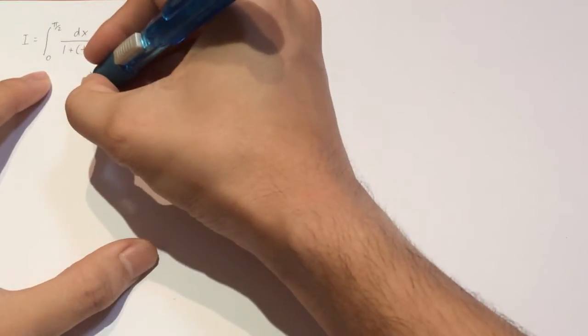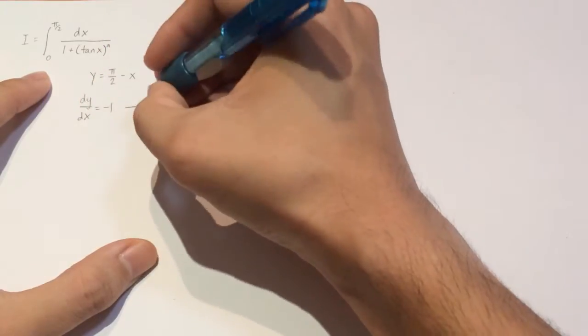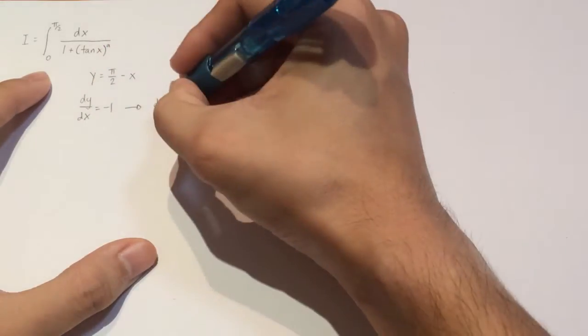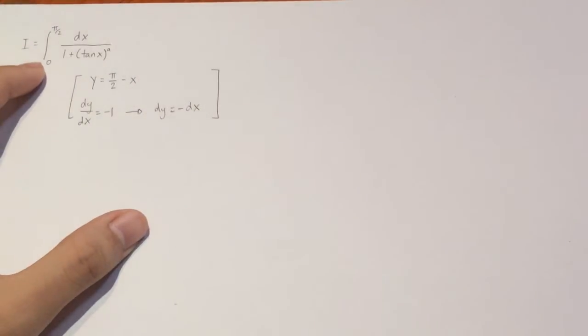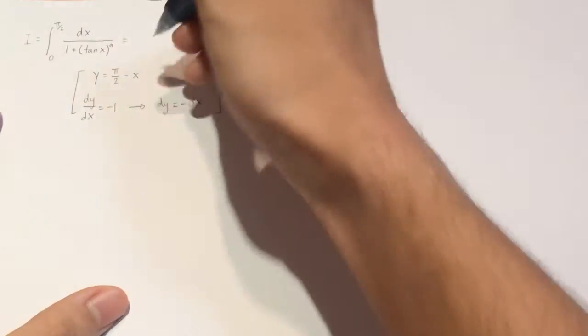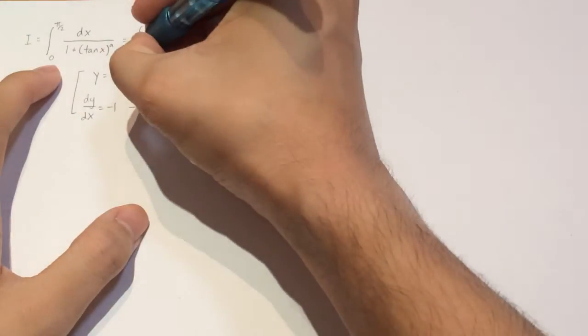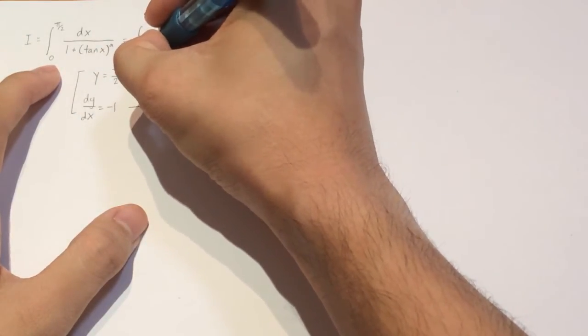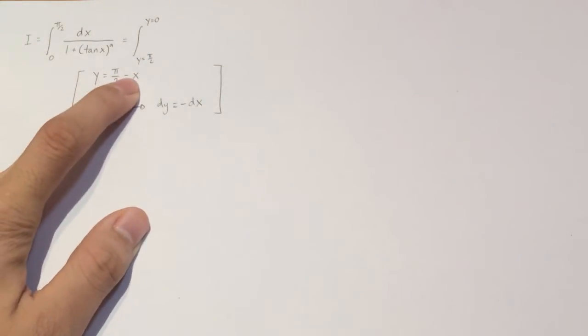And from this statement, we get that dy over dx equals minus 1, which means that dy equals minus dx. And so then we can proceed to try to make this integral look a bit better. First we could change the limits of integration, because this was originally with respect to x, and so we can change it to with respect to y. That means y would equal pi over 2 and y would equal 0. You can check that by putting 0 in place of x, and then y would equal pi over 2, and so on.